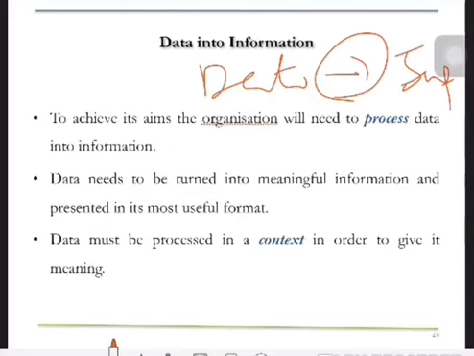In order to convert such data into information, here we need an information system. To achieve its aims, the organization will need to process data into information. Data need to be converted into meaningful information and presented in its most usable format. So data must be processed in a context. We have to give context in order to give it meaning. Without context, it cannot give us meaning. We have to give context.